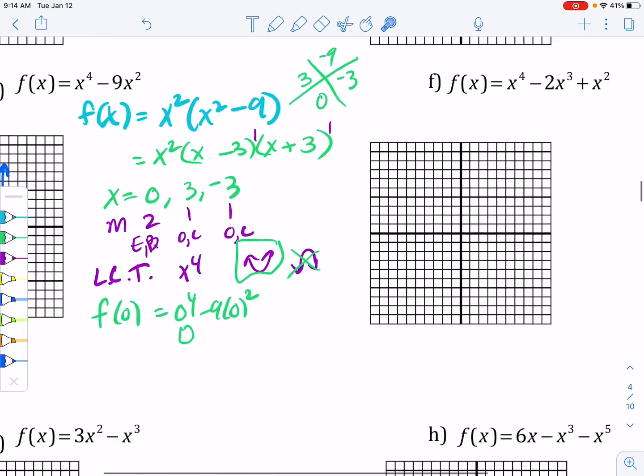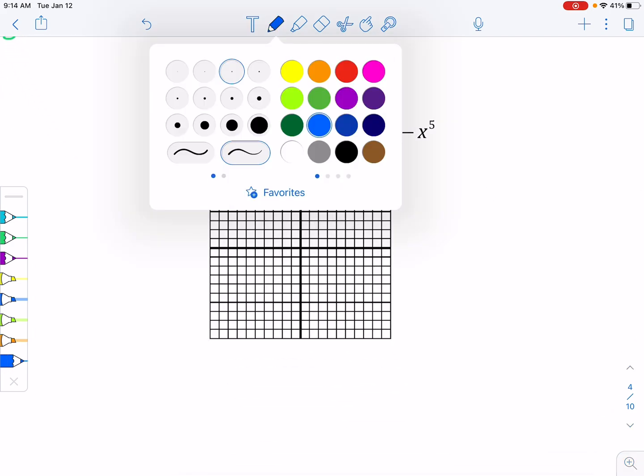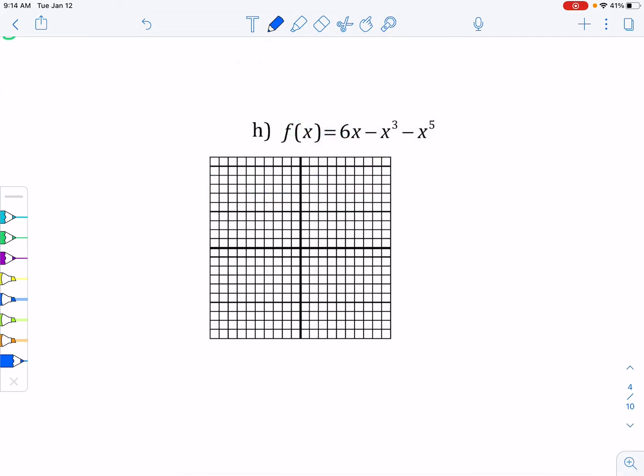Let's look at a slightly more complicated situation. So if we look at this one here, now I'm going to rewrite this so it's in descending order. So negative x to the fifth, negative x cubed, and then plus 6x. So notice I have a common x. So if I take out the x, we also have the first term is negative. So I'm going to take out a negative x. So then I get x to the fourth plus x squared minus 6.